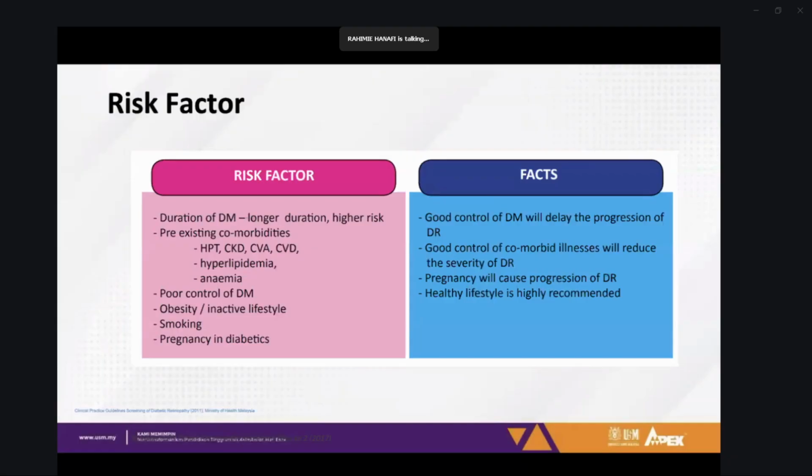But it is good to know that patients who have good control of diabetes mellitus will have delayed progression of diabetic retinopathy, and good control of other comorbidities will reduce the severity of diabetic retinopathy. And for medical officers in charge in MCH, you have to know that pregnant ladies will have progression of diabetic retinopathy. A healthy lifestyle is highly recommended in diabetic patients.